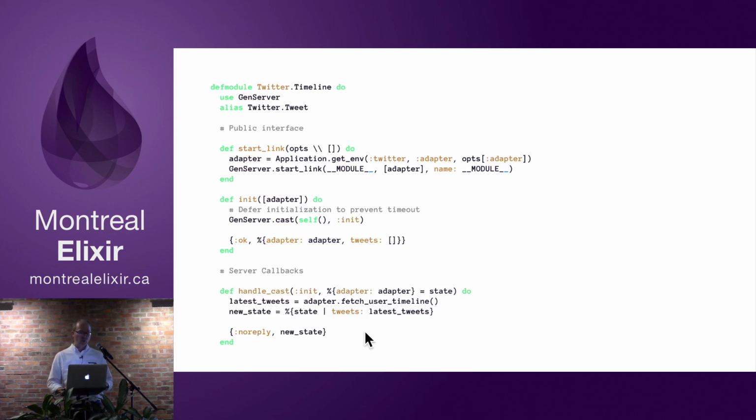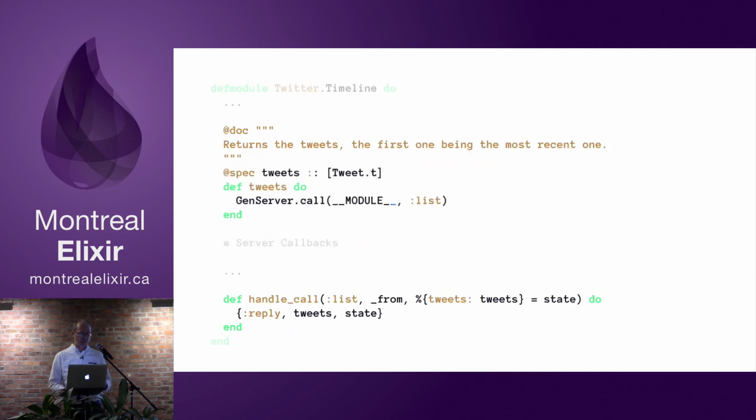But now we need a way to get that list of tweets. Here, it's only initializing, so there's no way we can ask the timeline, hey, give me a list of tweets. So we need to implement the tweets function. So we are still in the Twitter timeline Gen server.